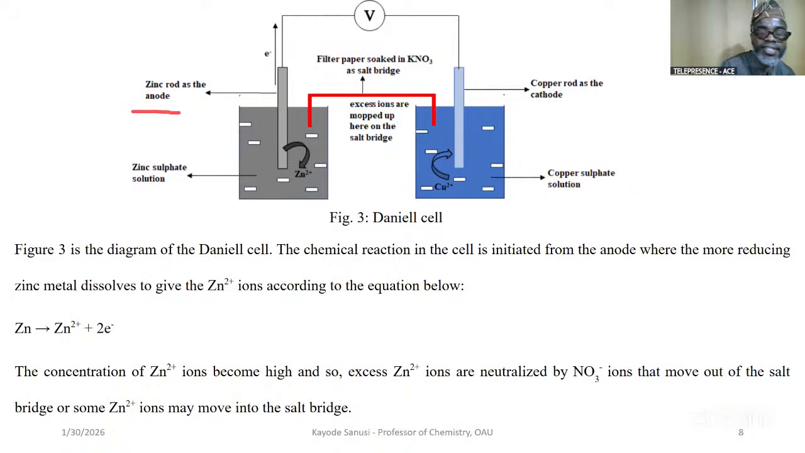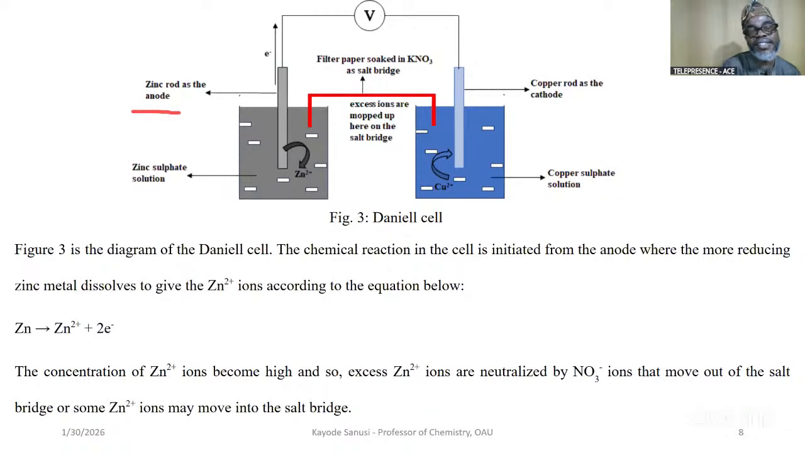To complete the circuit, you need a salt bridge, and the salt bridge can be made with potassium nitrate. A filter paper soaked in potassium nitrate can be used as a salt bridge. When you connect the two electrodes together using a conducting wire, you are going to produce electricity. There is a potential difference between these two electrodes, and that will give you some amount of electricity.